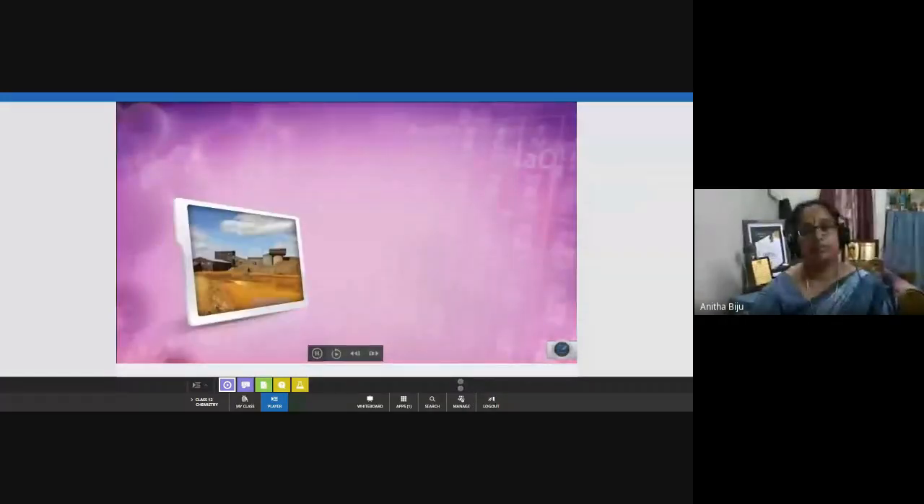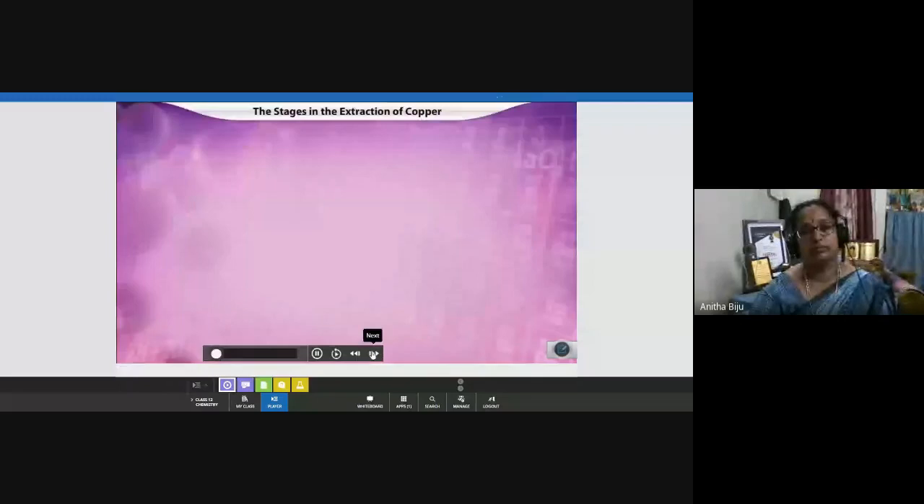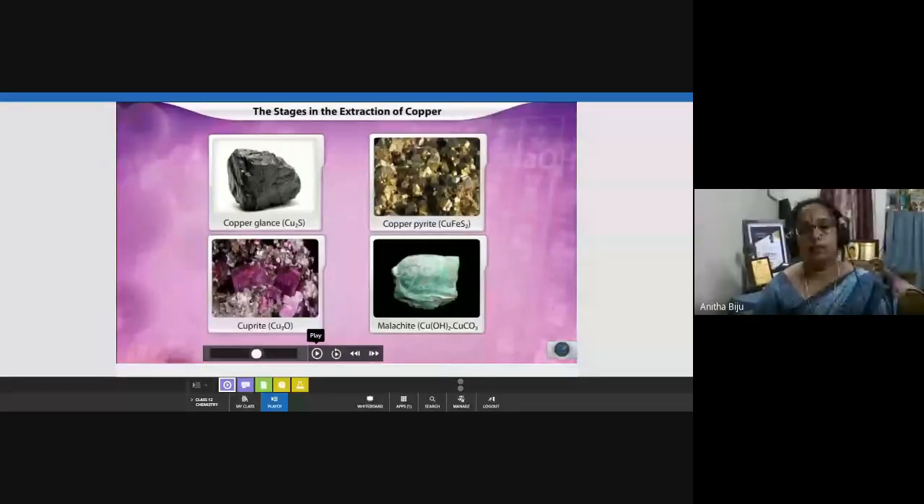The extraction of copper. Copper exists in its native form and in ores. The names of the ores: chalcocite, Cu2S; copper pyrite, CuFeS2; cuprite, copper oxide; and malachite, a combined ore of copper hydroxide and copper carbonate.